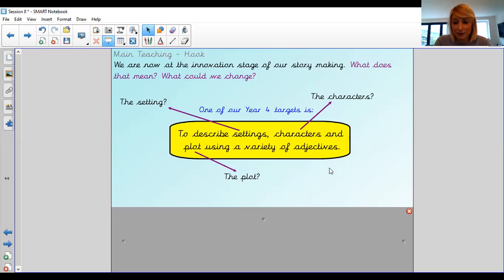Characters is one we can definitely innovate, and that's what we're going to be looking at today. And plot would be the storyline. So perhaps you didn't have a mountain or a volcano erupting, perhaps you had a tsunami wave coming to flood the town, or perhaps you had an earthquake or something different like that, okay? But today we're going to be focusing on the characters, okay?